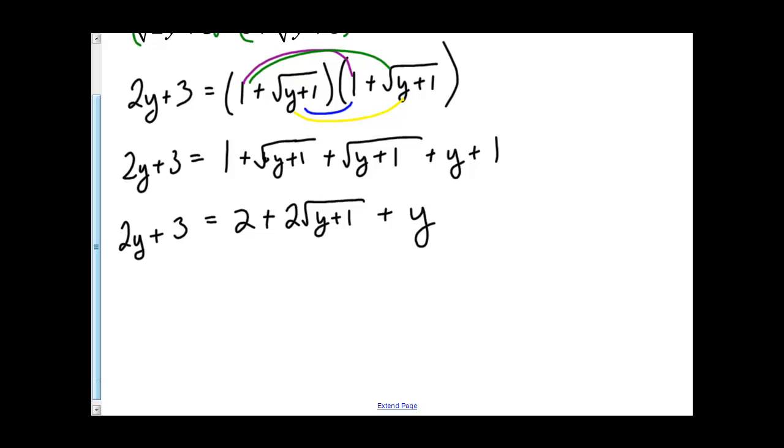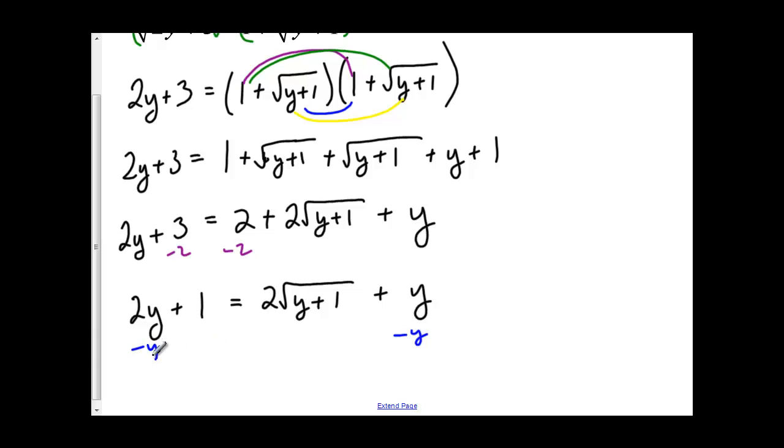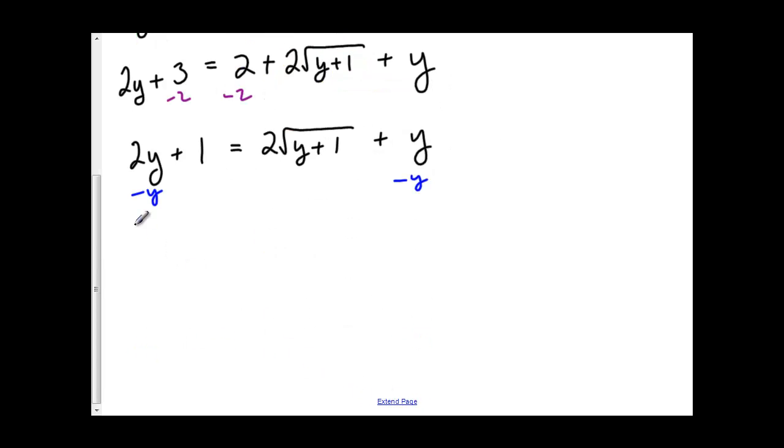Now I'm going to start repeating the steps. So I've got another root. I need to isolate that square root. So I am going to take away the 2 from both sides, and I get 2y plus 1 equals 2 root y plus 1 plus y. Now I'm going to take away a y from both sides, and I get y plus 1 equals 2 root y plus 1. Now I could divide by 2 to get rid of the 2, but that's going to leave me with an ugly fraction. So I'm just going to leave it where it is.